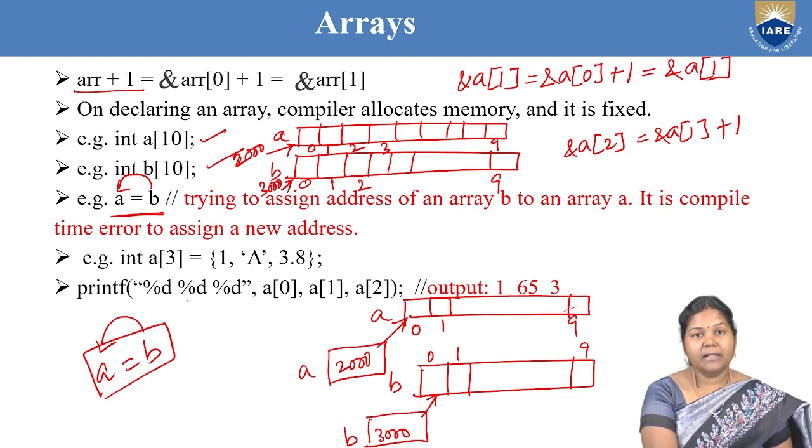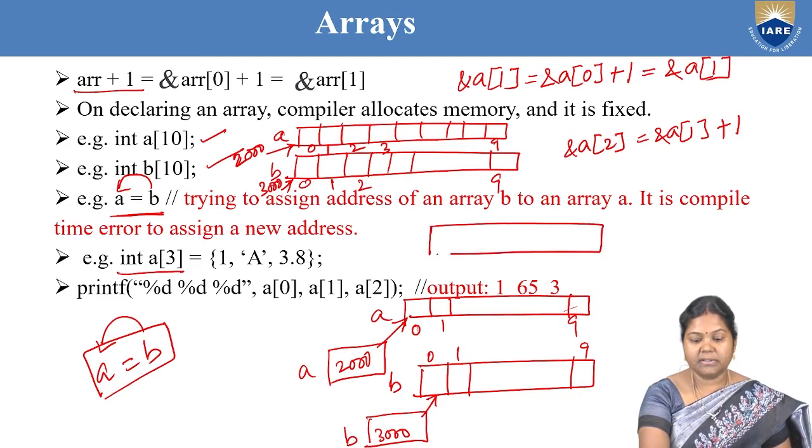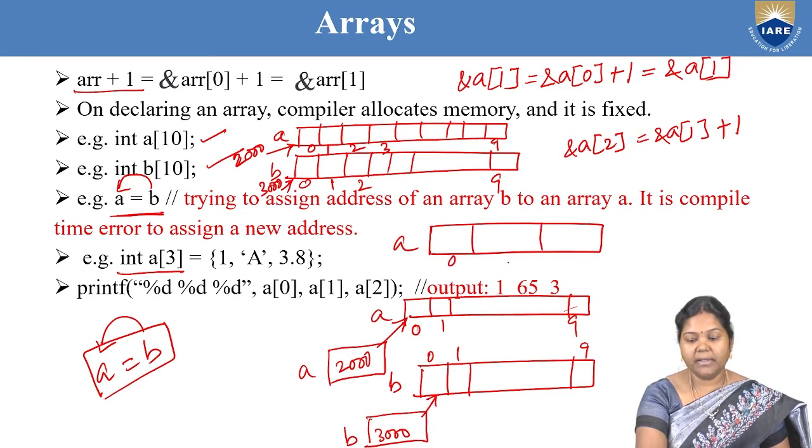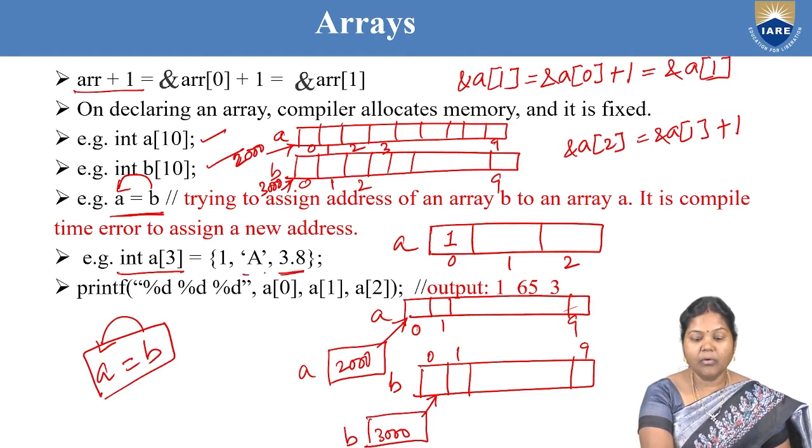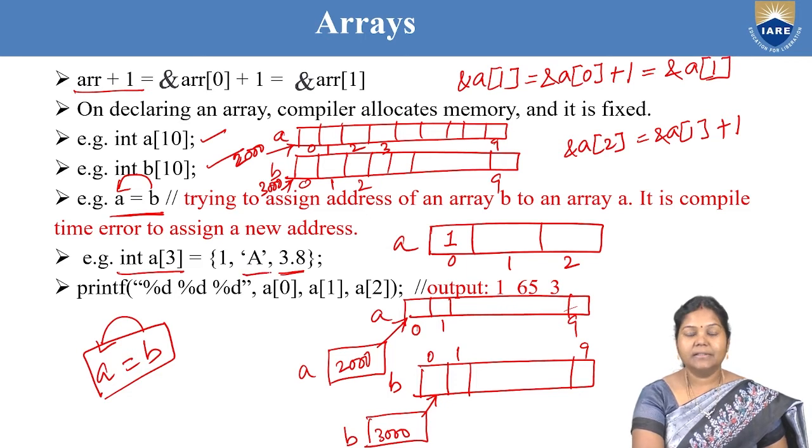Now, let us look at another small example. int a[3] is an integer array containing 3 locations, a[0], a[1] and a[2]. You are going to store one integer 1, a character 'A', and one float value 3.8. Now, how will it store the character and a float value into an integer array?